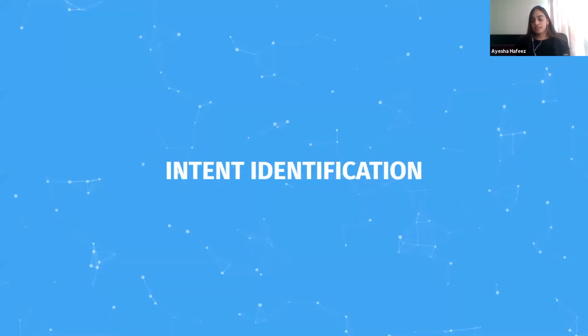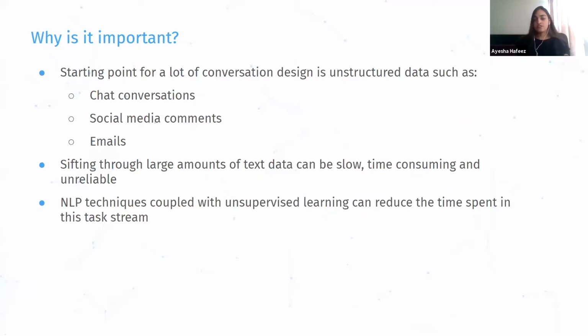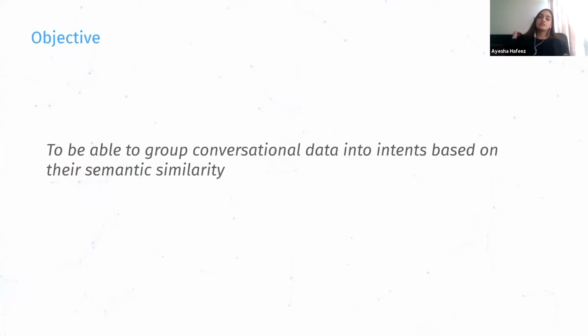So let's jump into the intent identification process. A starting point for a lot of conversation design is unstructured data, whether it's in the form of chat log conversations from an existing texting service, social media comments, or even emails. For your conversational designer to sift through these large amounts of text data could be very slow and time-consuming, but also unreliable. So our objective here was to use natural language processing techniques along with unsupervised learning to be able to group this large, unstructured conversational data into intents. And we're going to do this based on semantic similarity.